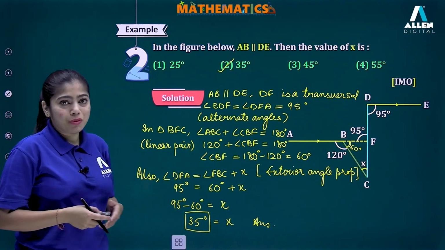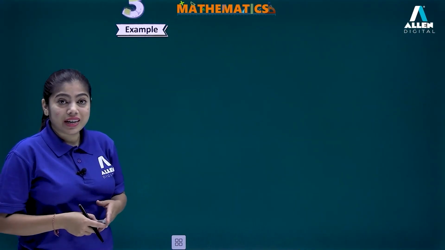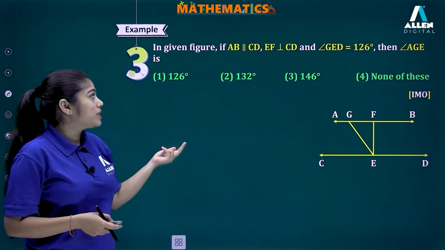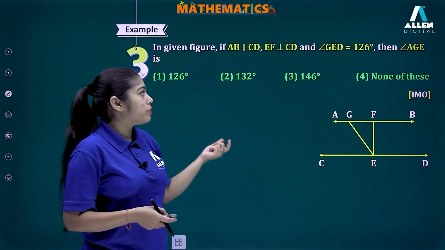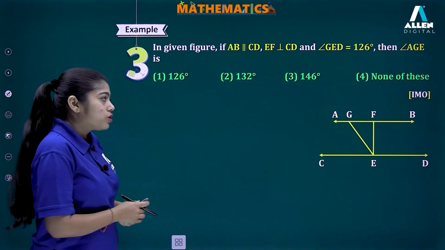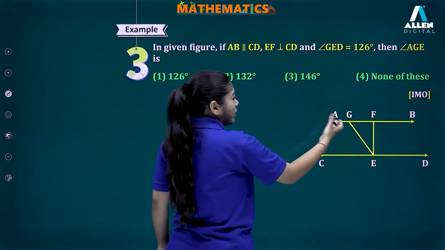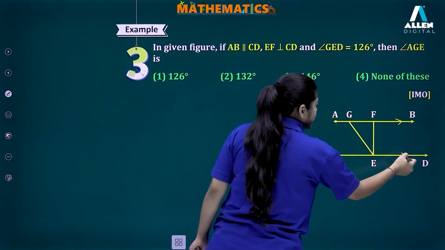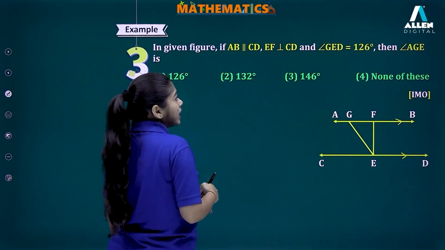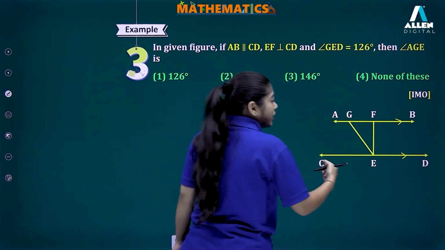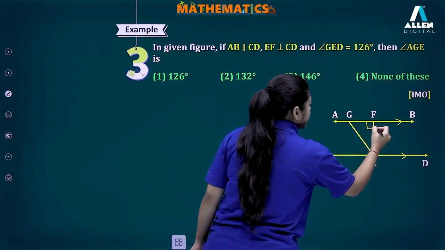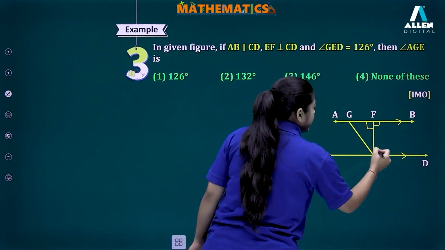Right? Moving on to the next question here, it says that in the given figure, if AB is parallel to CD and EF is perpendicular to CD, okay. So, let us show the information in the figure here. AB and CD are parallel. These two lines are parallel. After that, EF is perpendicular to CD. EF is perpendicular to CD. That means these all angles are 90 degree.